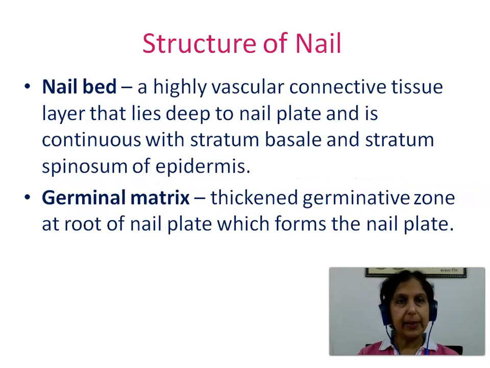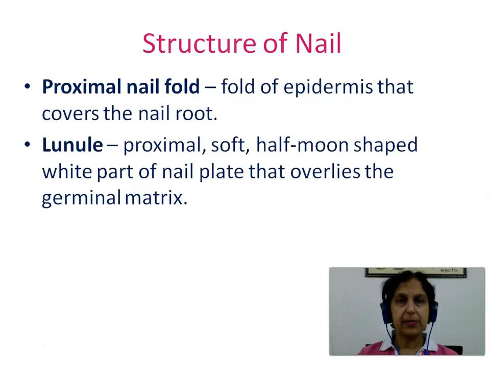Nail bed, a highly vascular connective tissue layer that lies deep to the nail plate and is continuous with stratum basale and stratum spinosum of the epidermis. Germinal matrix. This is the thickened germinative zone at the root of the nail plate, which forms the nail plate. Proximal nail fold. Fold of epidermis that covers the nail root. Lunule. Proximal, soft, half-moon shaped white part of the nail plate that overlies the germinal matrix.